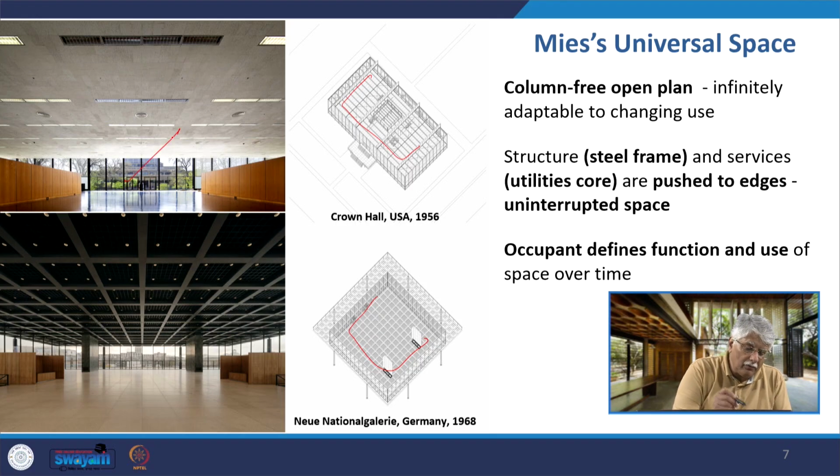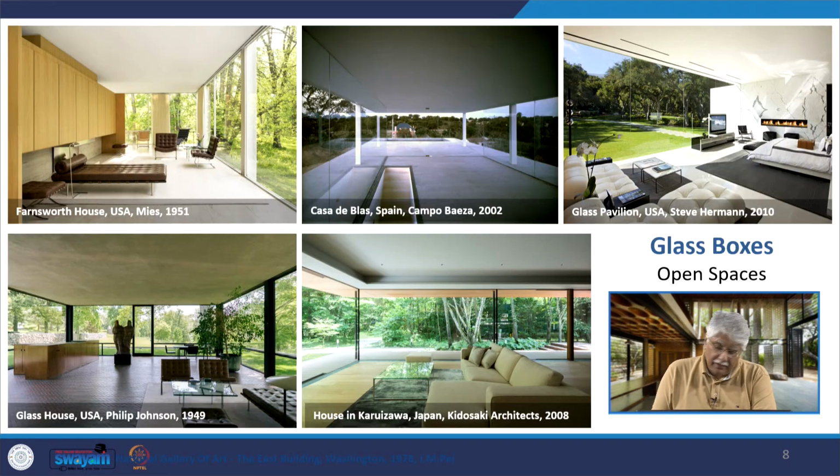This is the Crown Hall and this is the New National Gallery by Mies van der Rohe. Then there are many such glass boxes with this kind of open plan or open spaces. There is the Farnsworth House. We saw the Blas House in Spain by Campo Baeza. This is the Glass Pavilion by Steve Hermann in 2010, or the Glass House by Philip Johnson, and the house in Karuizawa in Japan by Kiyosaki Architects in 2008.